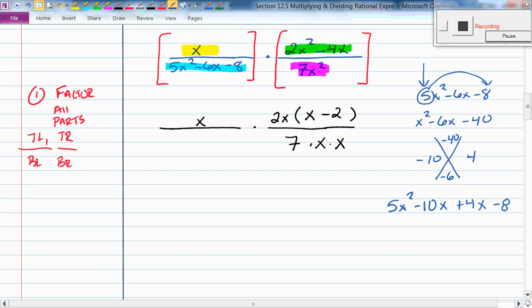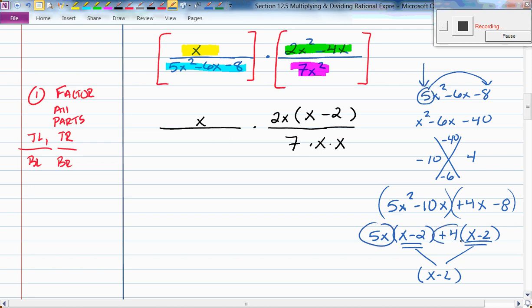Awesome. Very good work. I'm loving that you remember how to do this. So what can I pull out of the 5x squared minus 10x? And what does that leave me with? X minus 2. Great. So what am I looking for in the other expression? Good. What can I pull out? A 4. What will that leave me with? Awesome. Are those the same? Great. So we get an x minus 2. And then what's the leftover piece that we have? 5x plus 4. Yes.